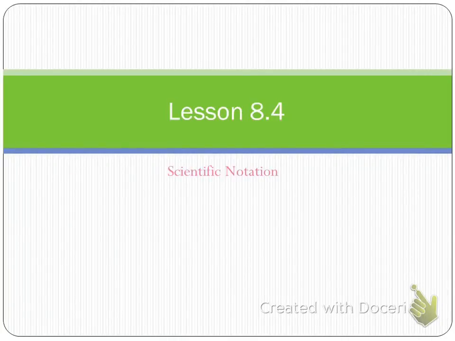In lesson 8.4, we're going to work on scientific notation. Now, scientific notation is just a way to write numbers that are either extremely small or extremely large. Scientific, obviously, because a lot of this stuff is used in science. You probably have already learned this in science because when you're dealing with data and results and you're doing experiments and things like that, a lot of times you have extremely small or extremely large numbers.